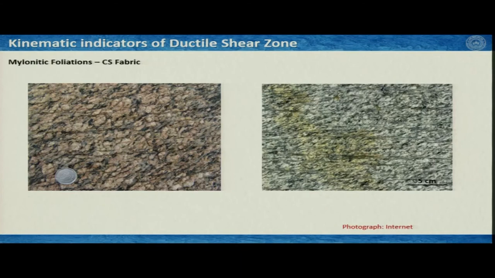So what we see in these two interesting photographs, that this is almost a protomylonite, and we can clearly see that there is a fabric going like this.